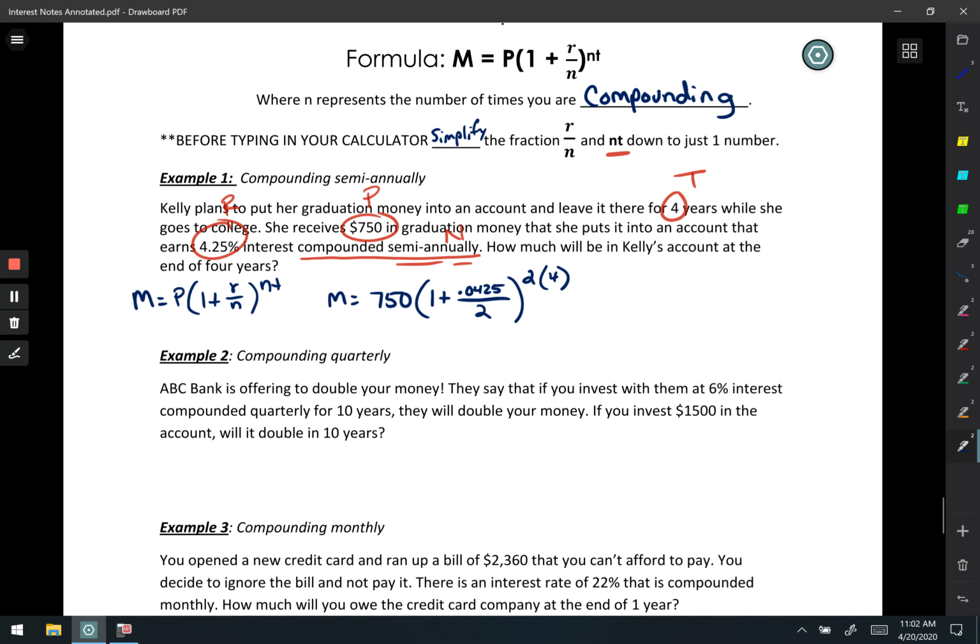Now back to where I said I simplify. I come back up here and cross this out because I'm going to simplify that. 2 times 4 is 8. So I'm just going to cross that out, and when I use the calculator, I'm going to put in 8 instead of 2 times 4 in the exponent. Now that I've done that, I'm ready to put this in a calculator and see what it gives me.